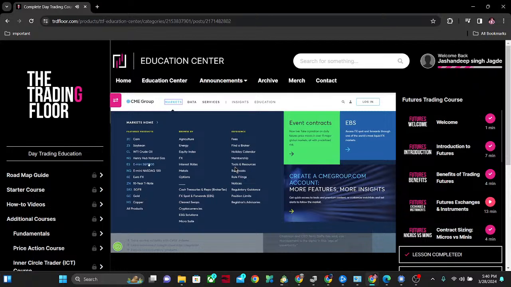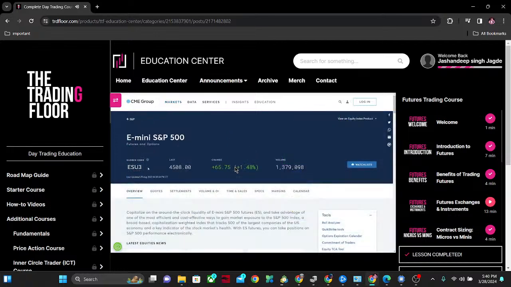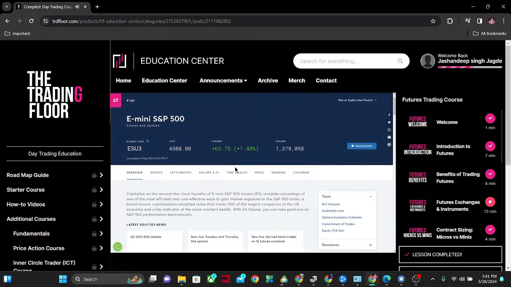Let's jump into a couple of them and see what information is available, such as the S&P 500 E-mini. Here they provide you with the current contract information. So here you can see that if you were to look up in, for example, TradingView ESU3, that would be the contract code. This was the last price that was traded. You can see that the overall instrument is up 1.48%, and you can see the volume that was traded today in the market. It gives you a quick overview here about this particular instrument.